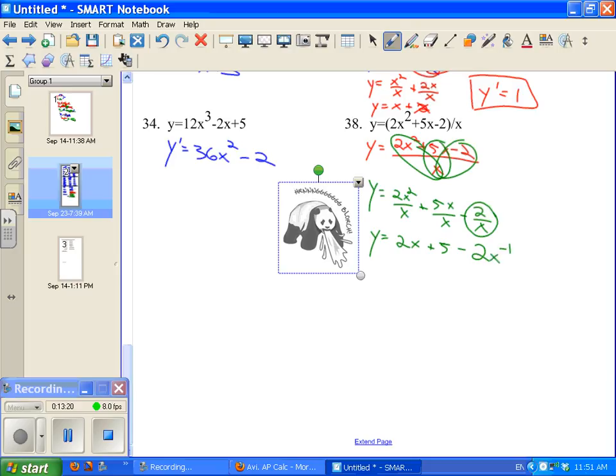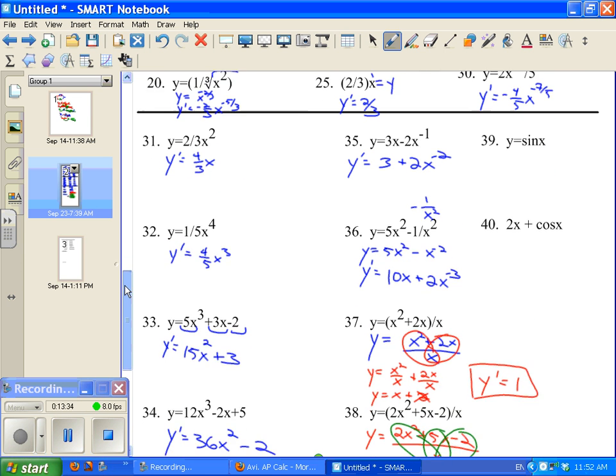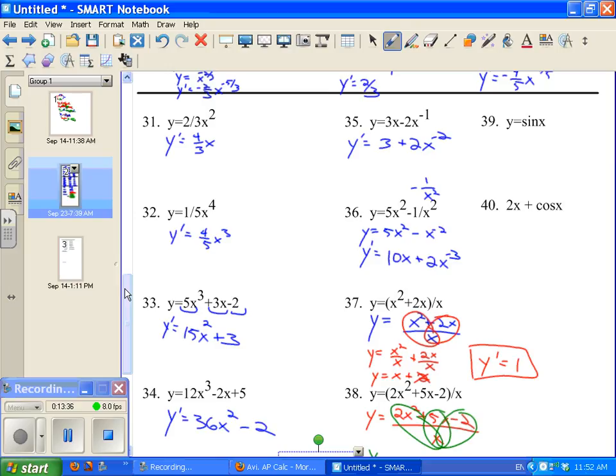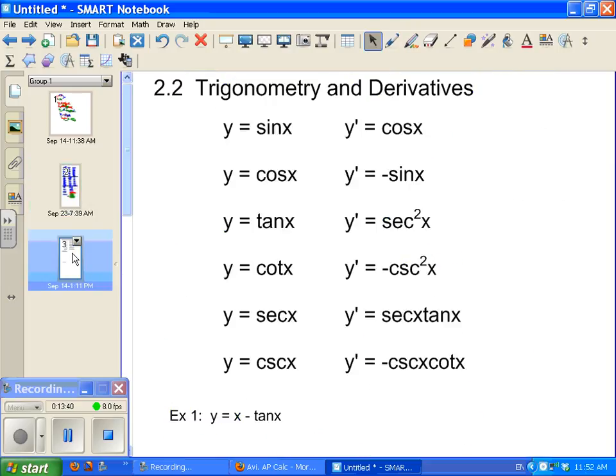Okay, now when I take the derivative: this one, 2; this one, nothing, gone; this one, negative 2x to the negative 2. Good. Okay, so we've done 38 examples. Now this one's going to take a little bit of things that we have to look at. We'll look at all of these later.